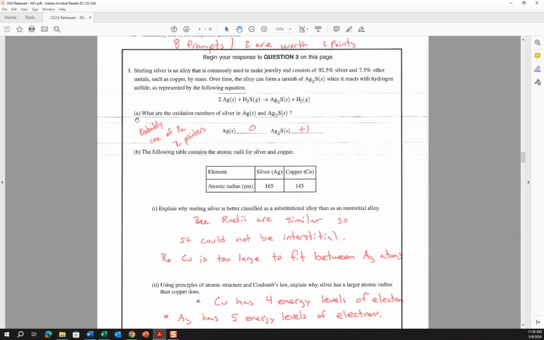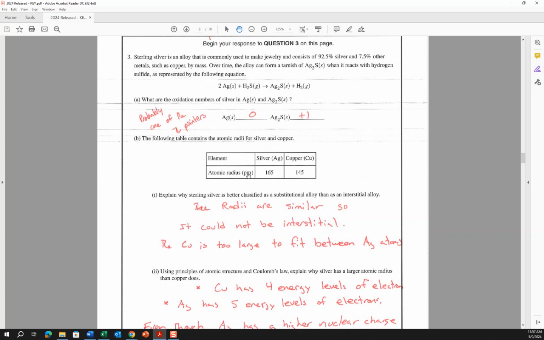So here, part A, solid silver is in its elemental state, so its oxidation state is 0. In this ionic compound, silver's +1. If you didn't remember that silver's always a +1 ion, you'd have to know that sulfide is 2-, so each silver would have to be +1. If you put +2 here, that's wrong. Remember, you don't indicate the total, you indicate what each individual silver is, so +1 there.